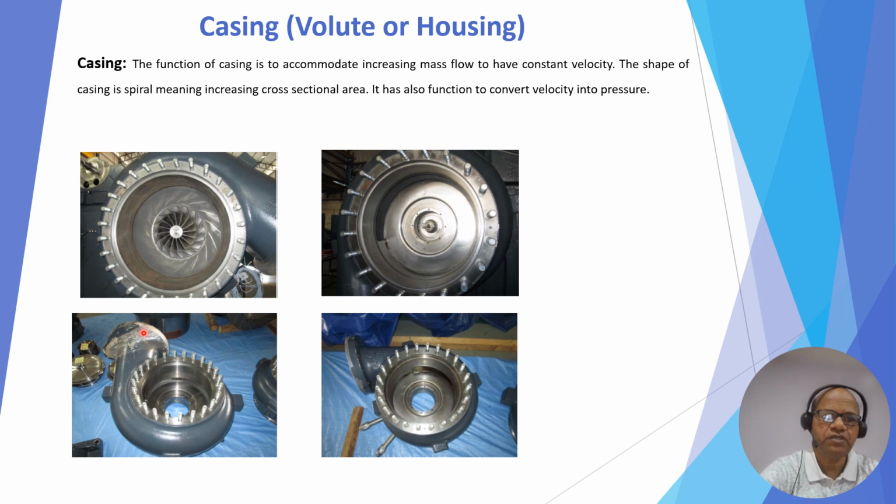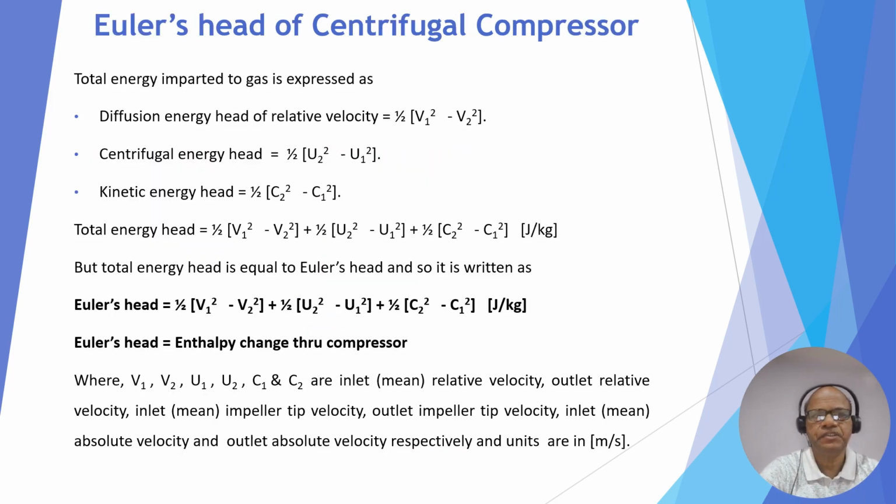Similarly, there are different shapes of casing. You can see here, moving like this. Here moving like this. Here moving like this. So these are various photos of the casing. It is also called volute or housing.